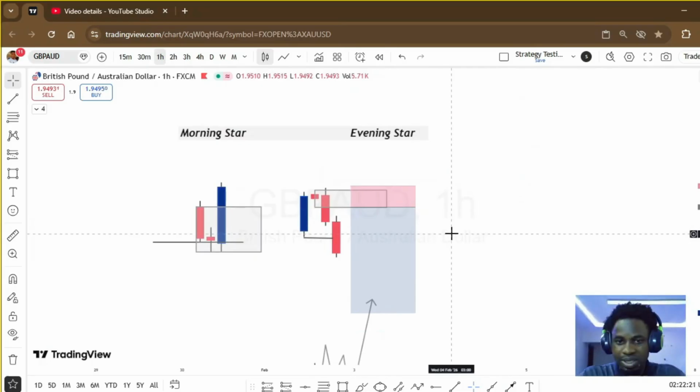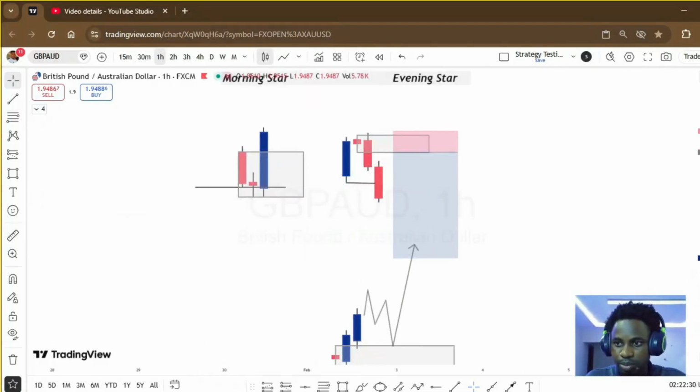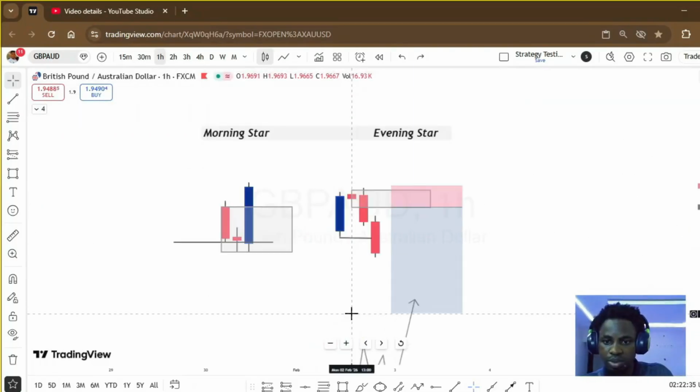So this is actually how I trade this morning star and this evening star candlestick pattern. The one that's completely engulfed, this way you trade it. The one that's not completely engulfed, this way you trade it. So let me just bring them together. I'm going to be showing you more examples in the live chat. So now let's go into the live chat and let me show you.